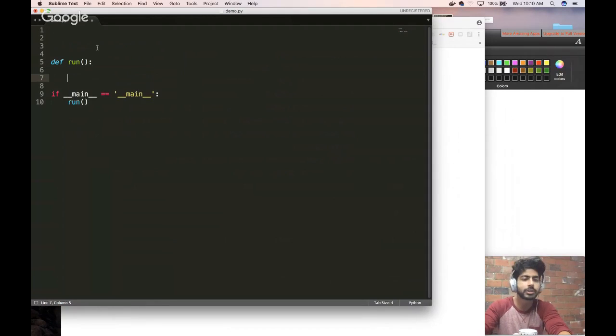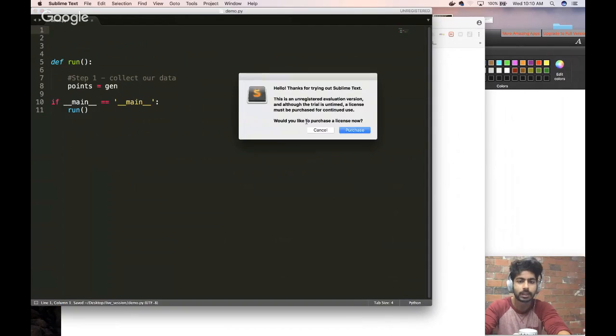The run function is a chance for us to show what we're doing at a high level. So step one is collect our data, right? Always in machine learning, we want to collect our data. So we'll get our data points. And how are we gonna collect our data, right?